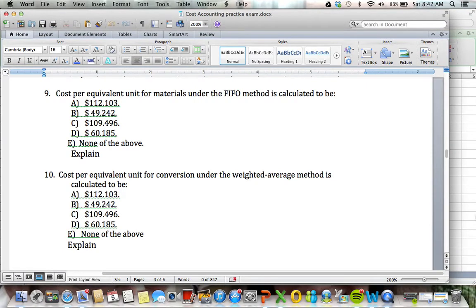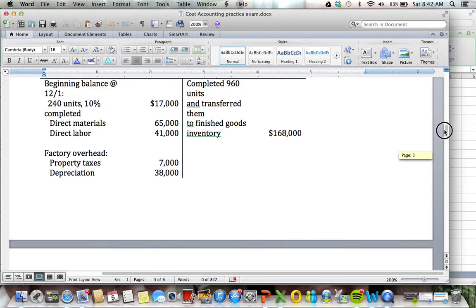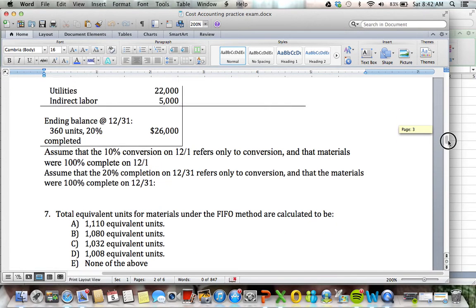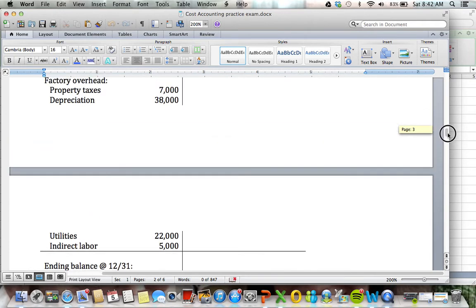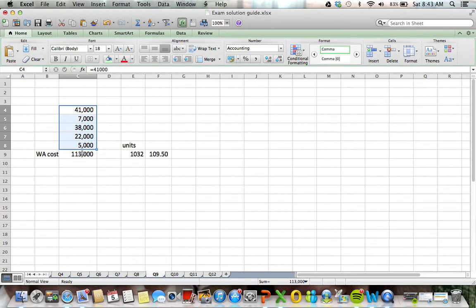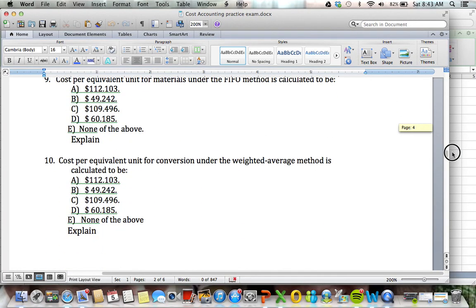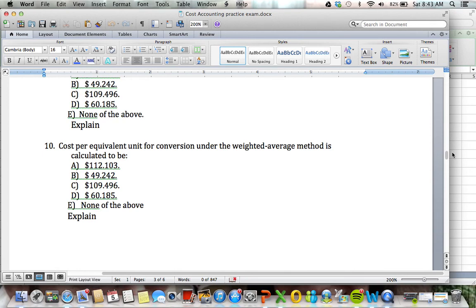So we're starting with all the costs regarding labor, then the four pieces of overhead I'm putting in here. The 7, 38, 22, and 5 are all coming in, and then the direct labor. So the weighted average cost here is 113,000. I mean the total cost of this whole thing. The weighted average cost per unit is just that divided by the number of units. So that divided by 1032, which we already had from the prior question. That's the equivalent cost per unit under this method. So the answer for this one is going to be C, 109.49.